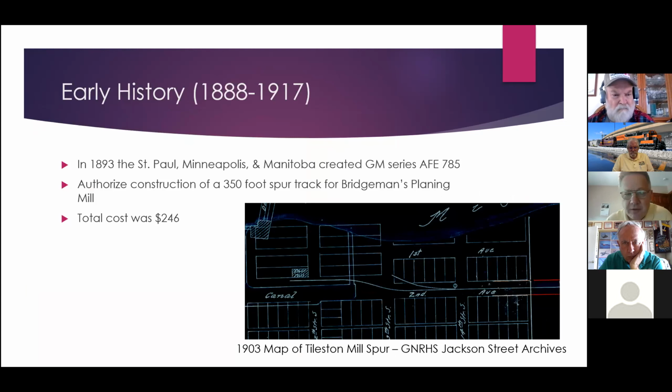So then the next AFE I found was still a Manitoba one, created back in 1893, and that was AFE 785, but that's the one that authorized construction of a 350-foot spur track for Bridgman's planing mill. It had a grand cost of $246. So that was this spur right here. That's when that was built.